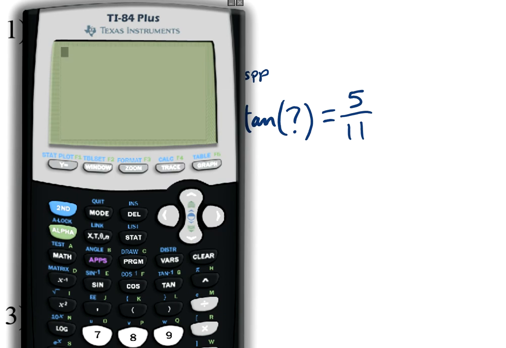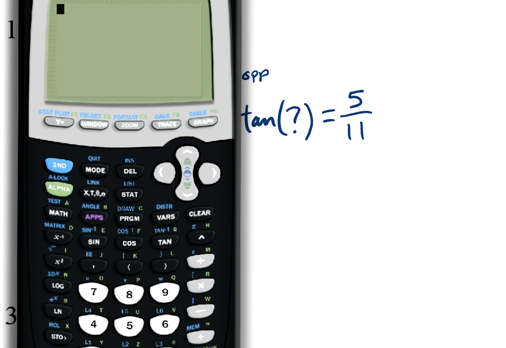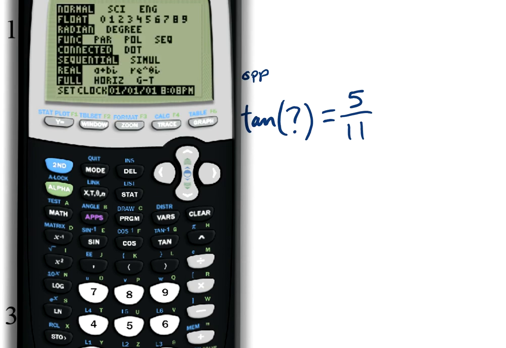If I want to find this angle, the first thing I want to make sure is that my calculator is in degree mode. Right here there's a mode button, right next to this blue button that says second. I don't think you can see my pointer on the screen, but you're going to hit this mode button and make sure it's in degrees, and you can see this calculator is not in degree mode.